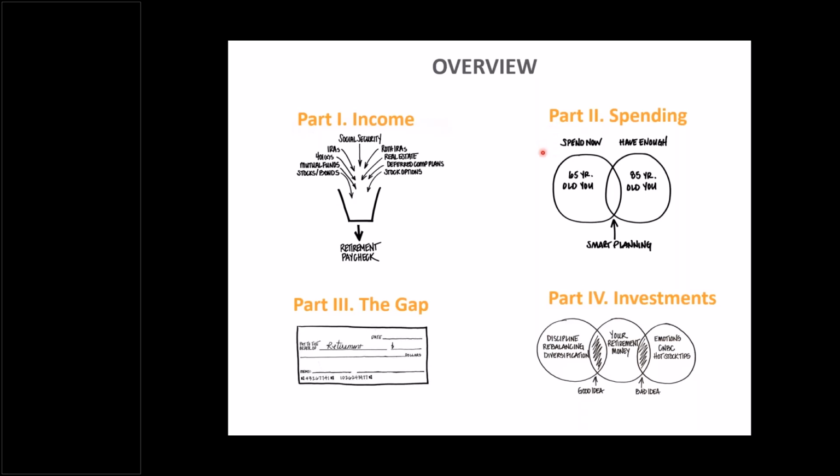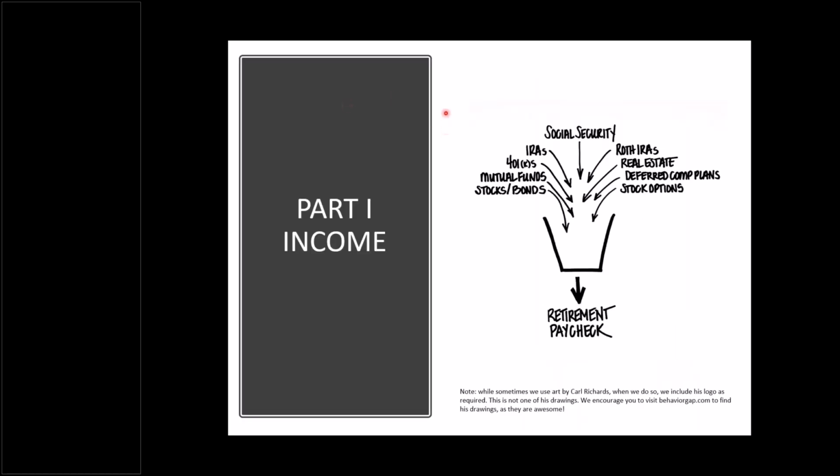We're going to move into part two, where we're going to be looking at an example of a spending plan. Then we'll talk about part three, the gap, which we define as what you will need to withdraw from your portfolio. So think of it as the portfolio paycheck portion of your retirement cash flow. And then there's part four, the investments. Once you have a plan in place, how do you line the investments up to match that plan? So part one, here we go.